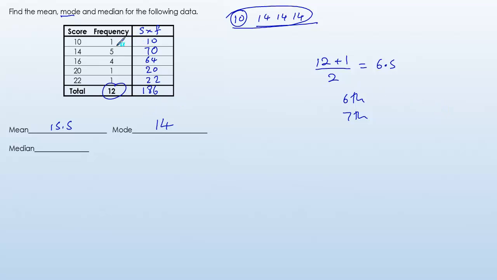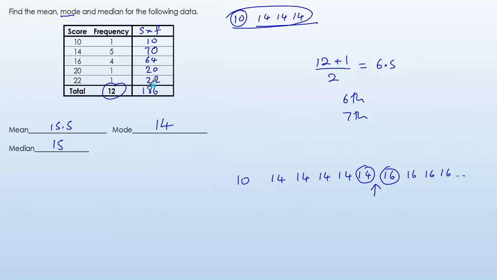So if you think about these as a list, you've got 10. Let's just write it out. We've got 10, then we've got 5 14s. Then we've got 4 16s, and so on. So the 6th piece of data, 1, 2, 3, 4, 5, 6, is a 14, and the 7th piece of data is a 16. So we need to be in the gap here, which is 15.